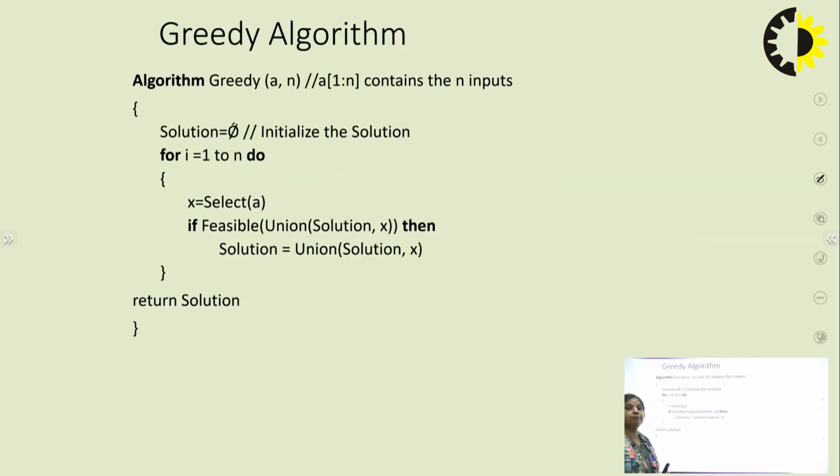So the algorithm can be taken as follows: I have a set of inputs. A is my set of inputs. Initially, my solution is empty.